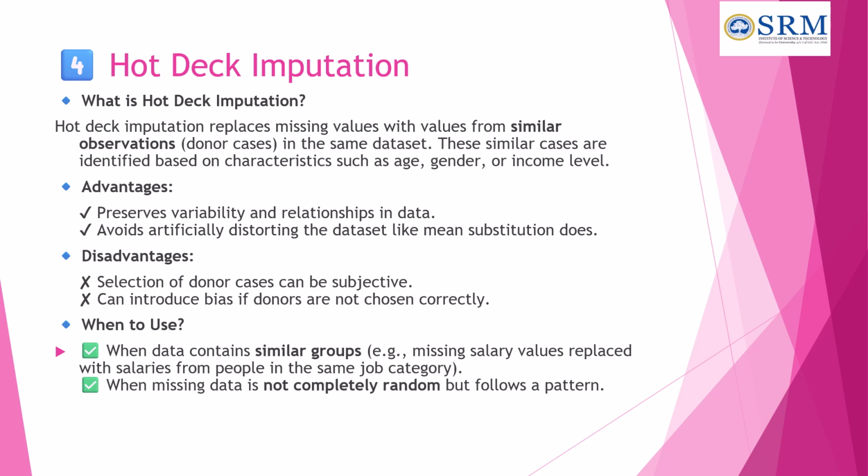This way, the data keeps its natural variation and the relationships between variables stay more accurate compared to just using averages. However, choosing which cases to copy from can sometimes be tricky and might introduce bias if the wrong donor is selected. Hot deck imputation works well when missing data is related to certain groups or patterns in the data, such as replacing missing salaries with salaries from the people in the same profession.